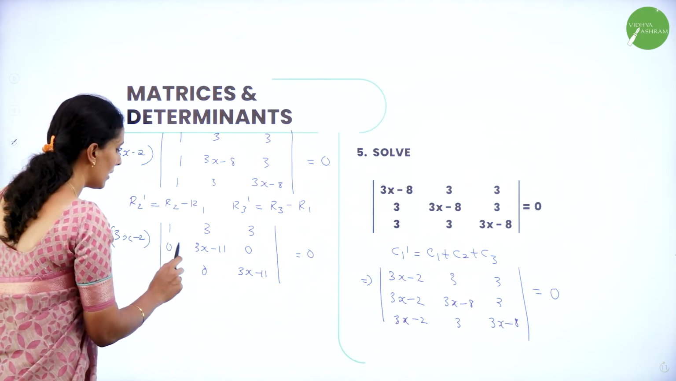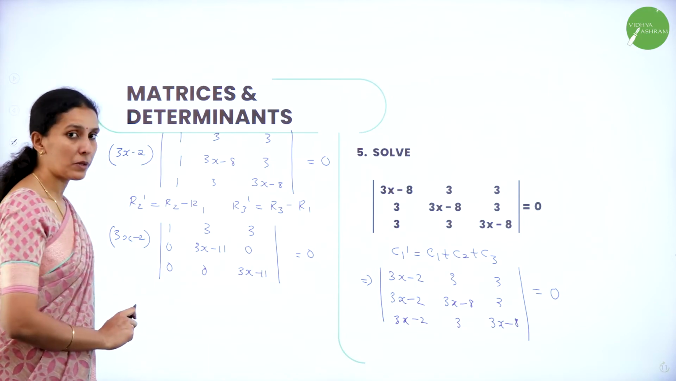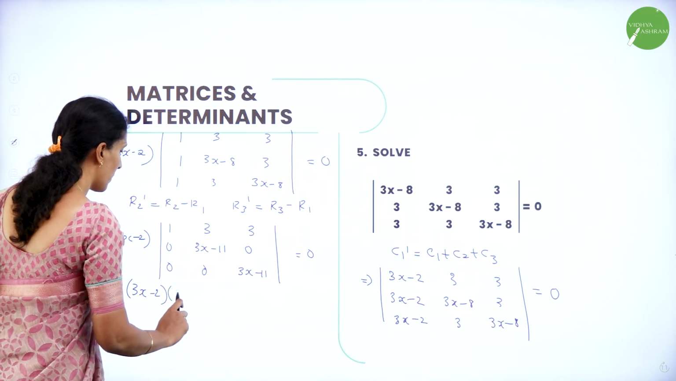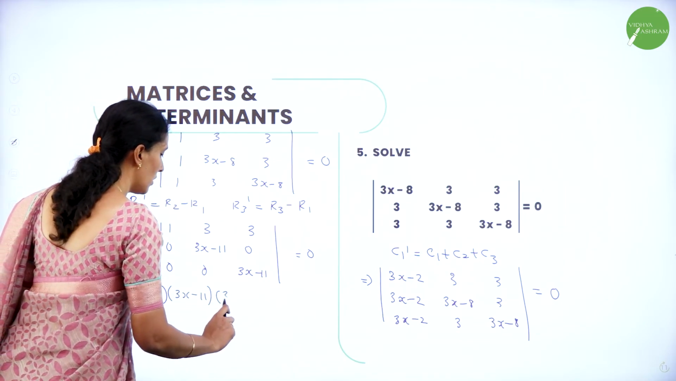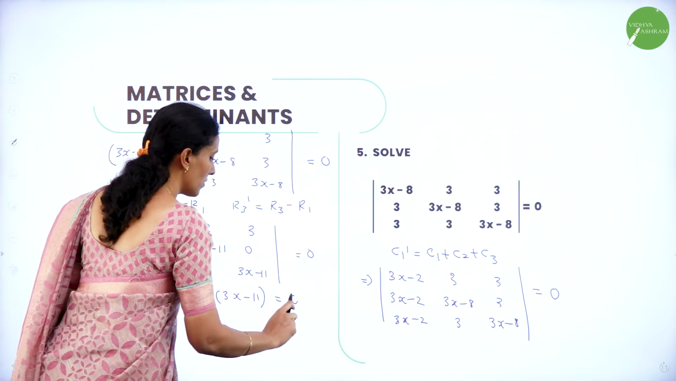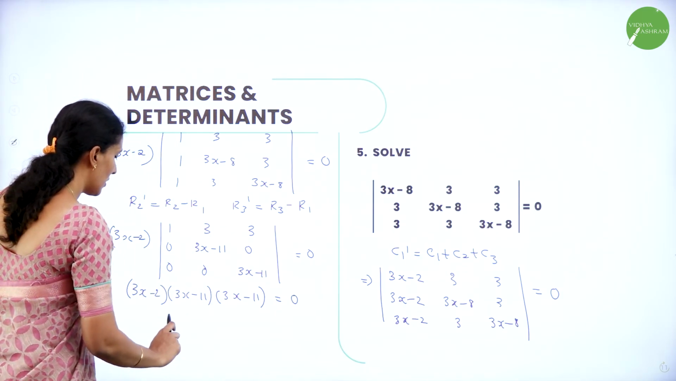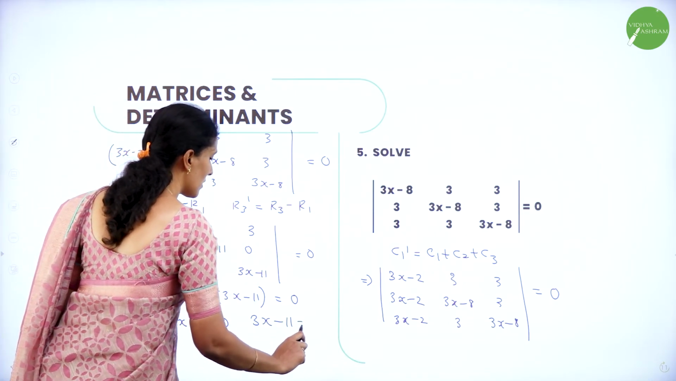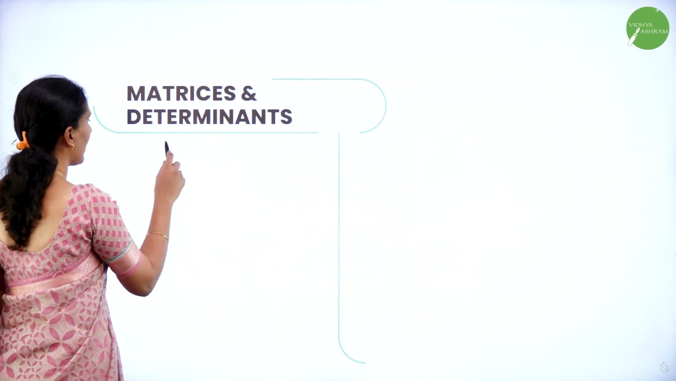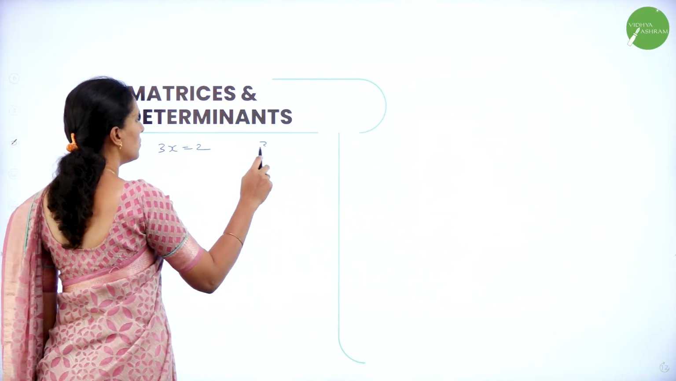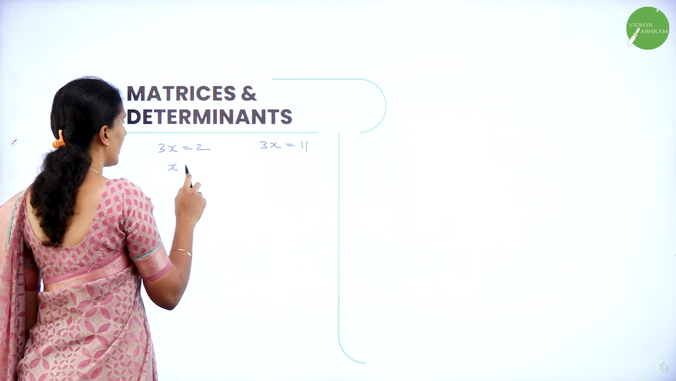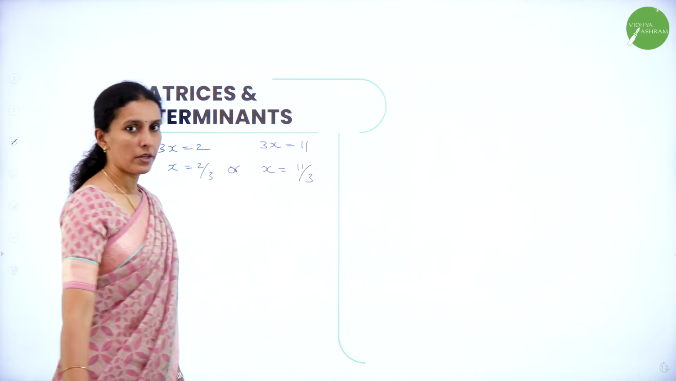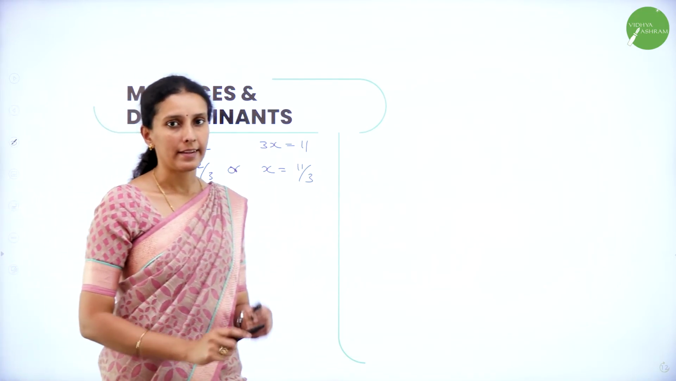So here clearly you can see the elements under the principal diagonal are 0. So I can write this as 3x minus 2, 3x minus 11 into 3x minus 11 is equal to 0. So equating this, we get 3x minus 2 is equal to 0, 3x minus 11 is equal to 0. So therefore, 3x is equal to 2, 3x is equal to 11. So x is equal to 2 by 3 or x is equal to 11 by 3. So this is the value of x.